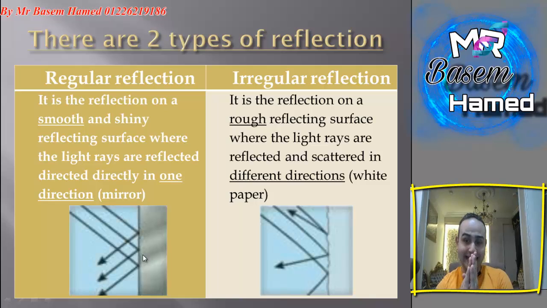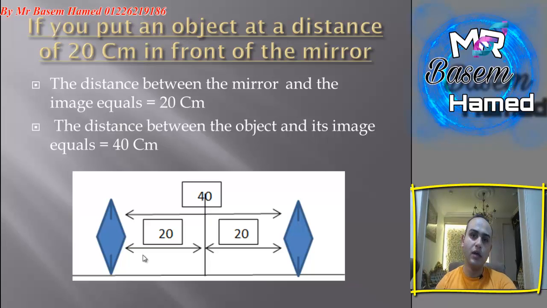But irregular reflection is the reflection on a rough reflecting surface where the light rays are reflected or scattered in many different directions, like the white paper. So you can see your image on the mirror due to the regular reflection, but you cannot see your image on the white paper as it's an irregular reflection, as the reflected rays are scattered everywhere.